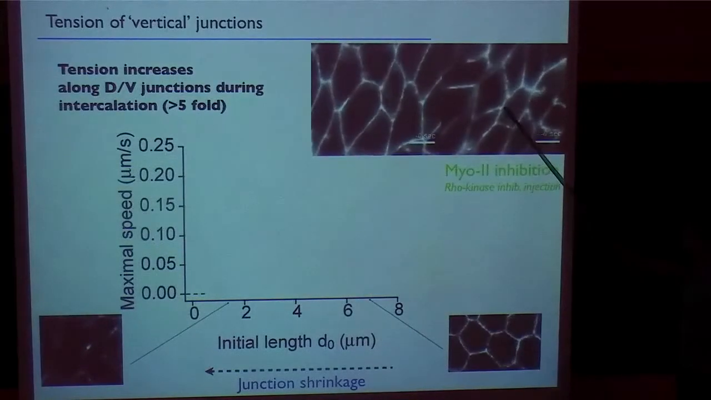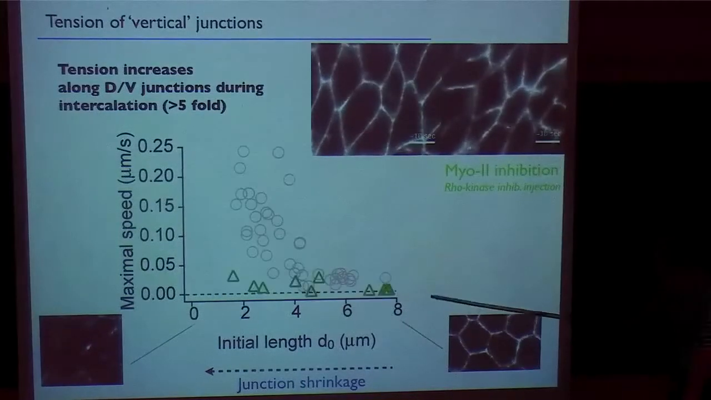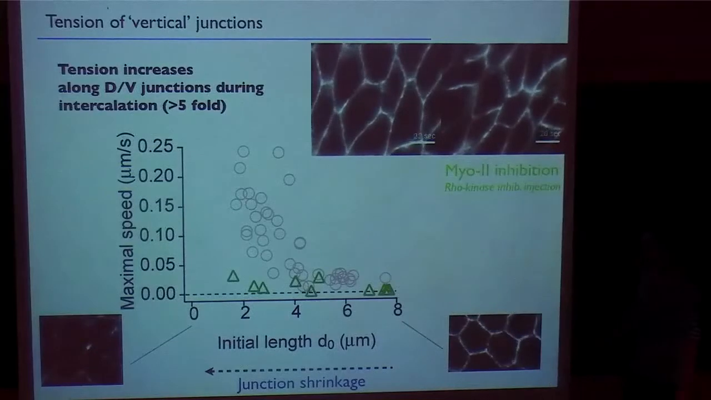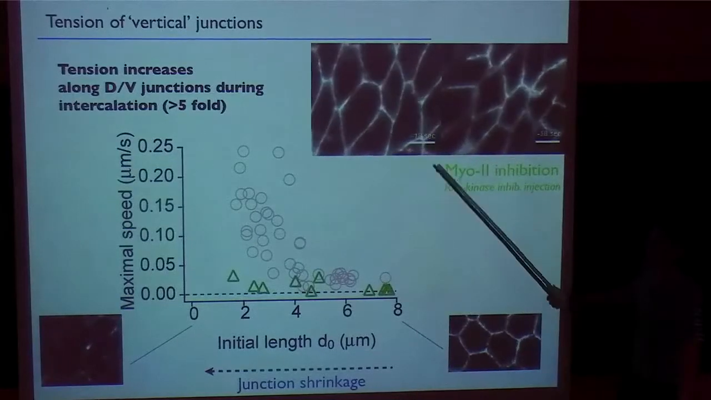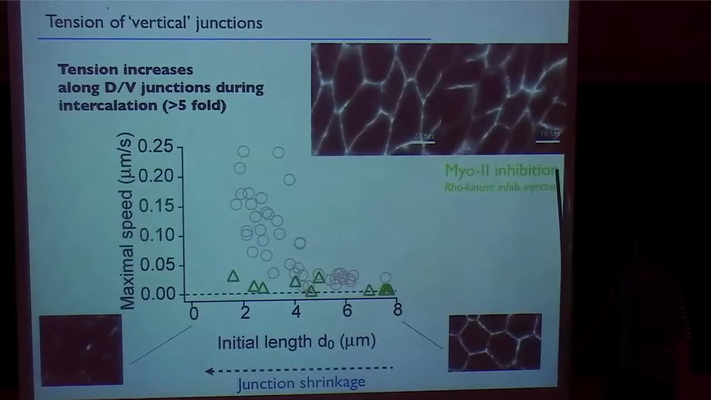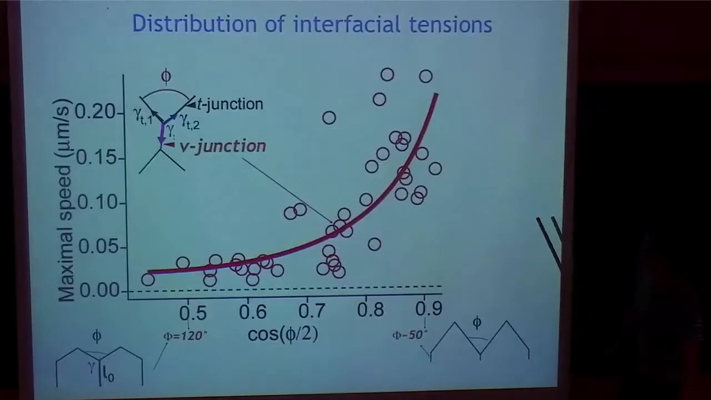And if you do this experiment, you observe that the relaxation of the contact after ablation is very, very slow compared to the wild type situation. So this indicates that indeed myosin 2 is responsible for the tension in this junction during tissue elongation.